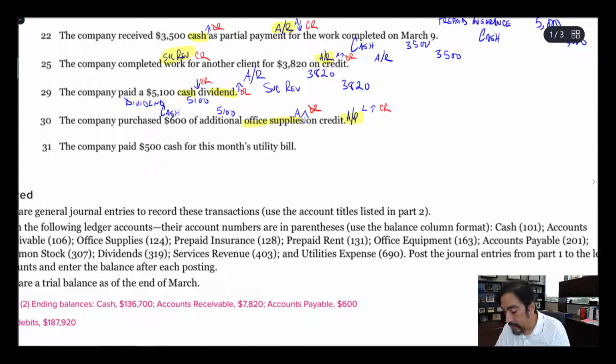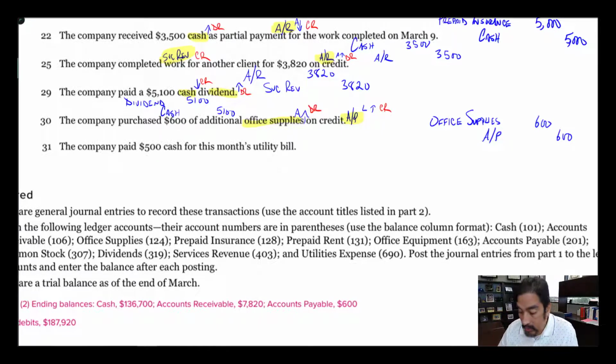So here's our journal entry. Office supplies, I've got a lot of white space out here, I'll use it. Office supplies is going to be our debit for $600, and our credit will be accounts payable for $600.